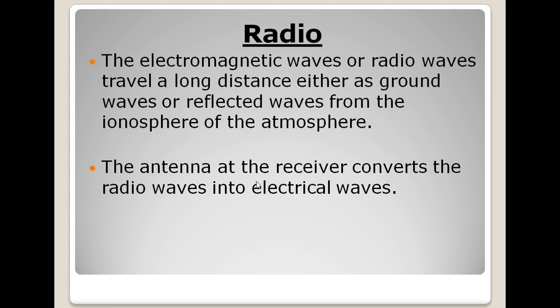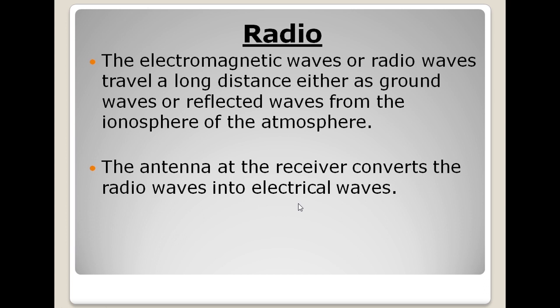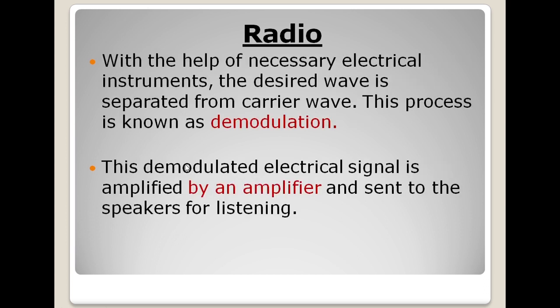Now the antenna at the receiver converts the radio waves into electrical wave. Look at the figure. The antenna is changing the radio wave into electrical signal. Now, with the help of necessary electrical instruments, the desired wave is separated from the carrier wave. This process is known as demodulation.